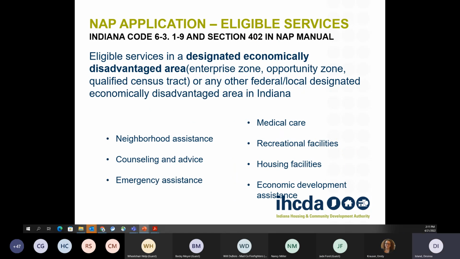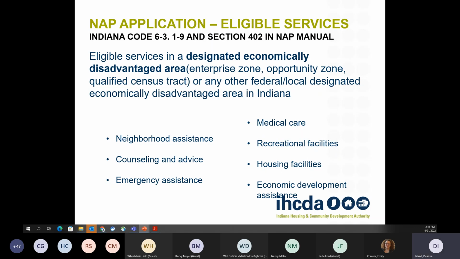All right. Moving on in the application, it will address the eligible services for the NAP program. So, eligible services in a designated economically disadvantaged area. This can include an enterprise zone, opportunity zone, qualified census tract, or any other federal or local designated economically disadvantaged area in Indiana. Funds are not able to be spent on any other services or activities. There will be a list already predetermined on the application, and you'll just click the box that your program most identifies with.